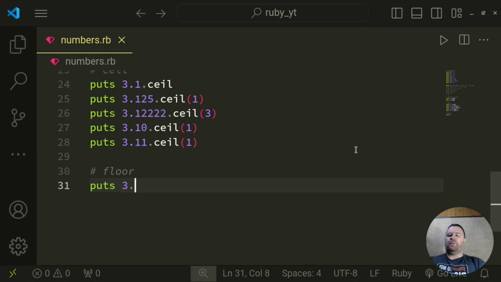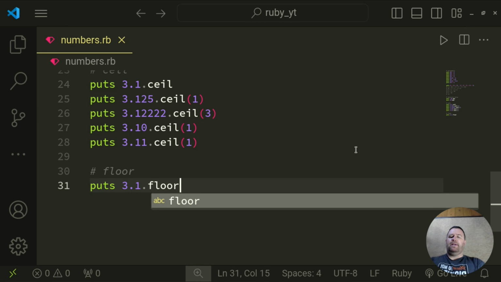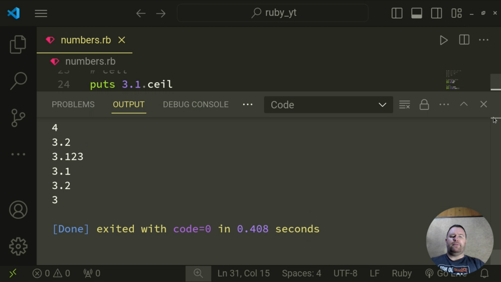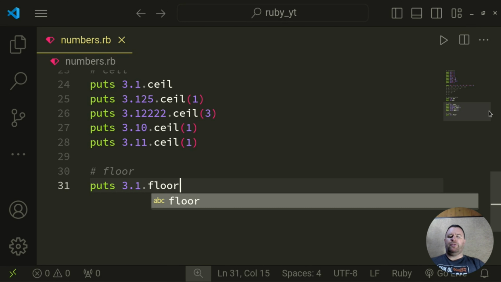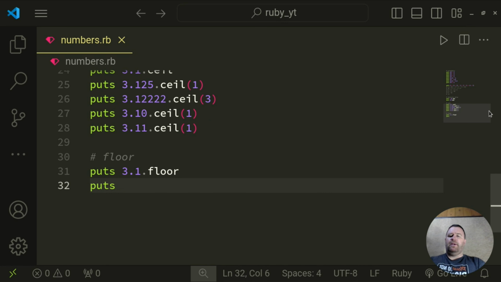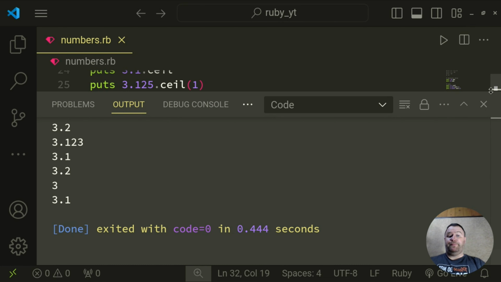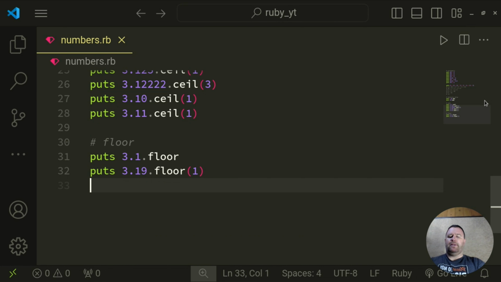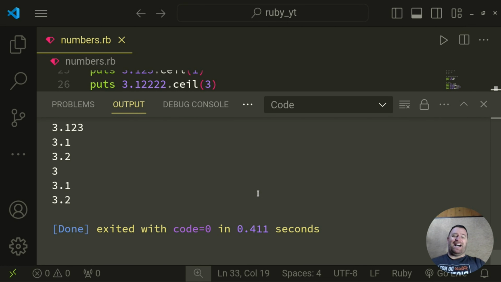So let's do puts 3.1.floor. If we do that and run it, we get 3. So it brings it down. And we can also do that with decimal places as well. So let's do 3.19.floor and go to the first decimal place, and we see we get 3.1. If we did puts 3.20.floor, the first decimal place, we're only going to get 3.2. It's not going to knock it down, just like the ceil didn't raise it up.